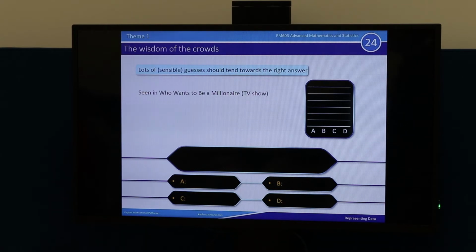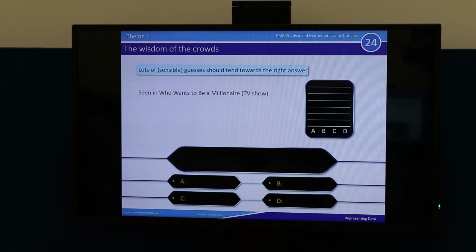Now, has anybody come across the wisdom of the crowds before? No. So, okay, the wisdom of the crowds, here's the idea. If you take lots of sensible guesses, then the more sensible guesses you take, that should tend towards the right answer. Now, an example of where this is used, has anybody ever heard of the TV game show, Who Wants to Be a Millionaire?